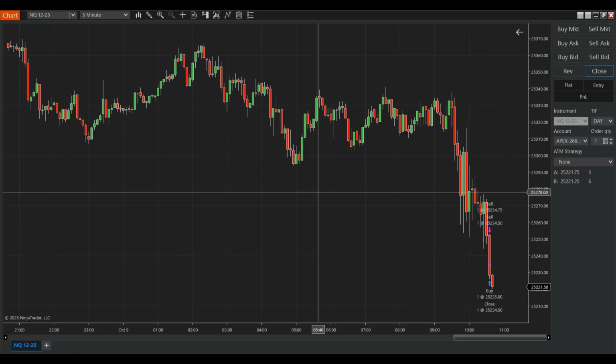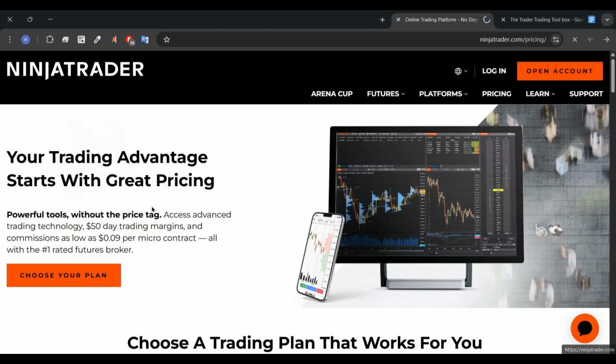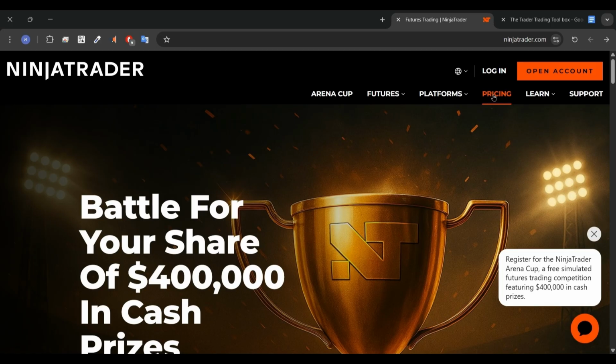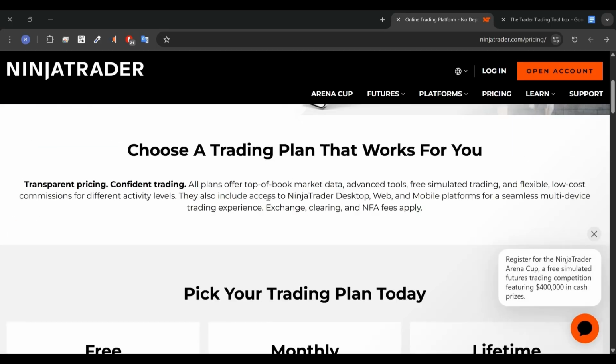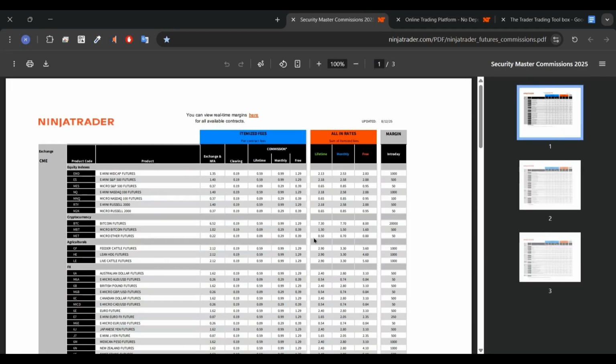In our case, our brokerage provider is NinjaTrader. So let's go to their official website. As you can see, we're on the NinjaTrader website. I click here. Just scroll down a bit right now, and here I can see the entire table with detailed information about the commissions and margin. Let's click on this.